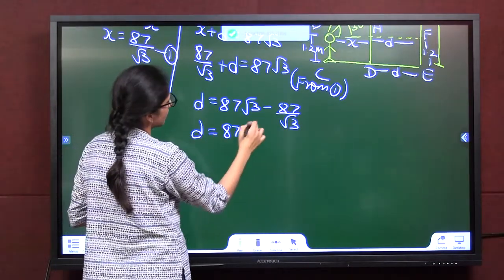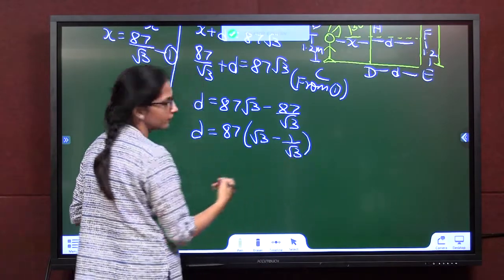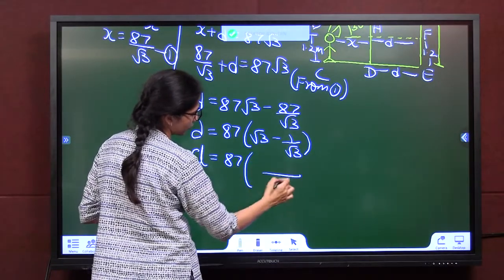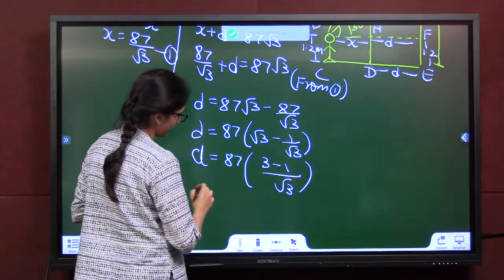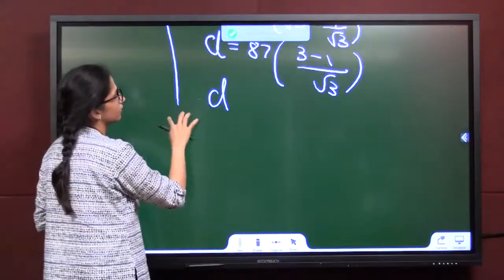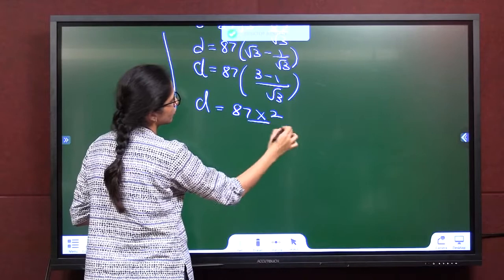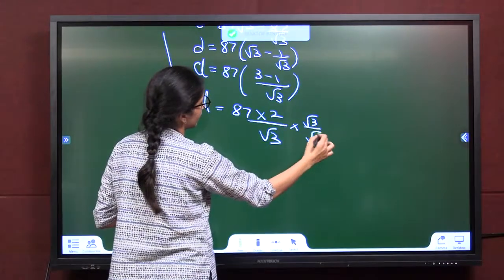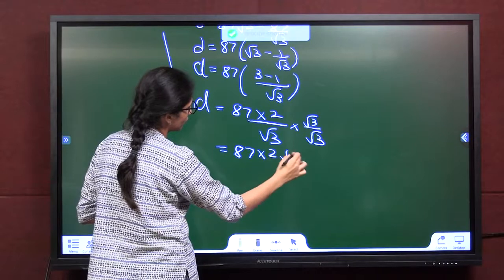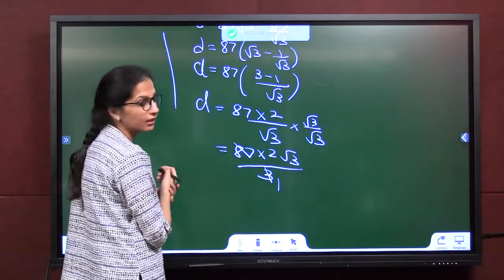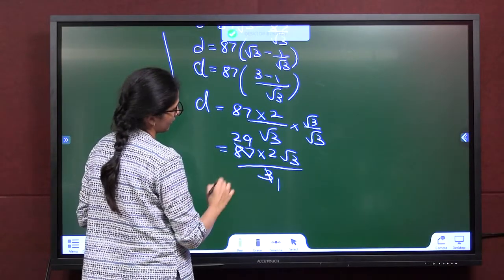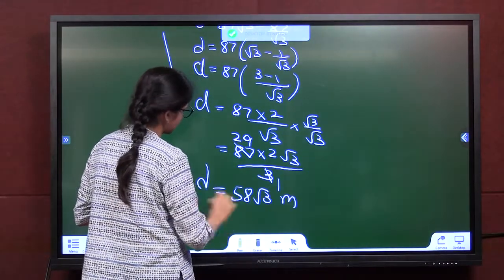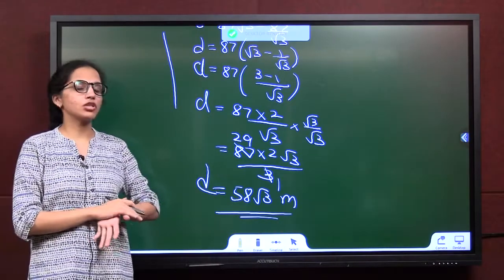Take 87 common into root 3 minus 1 by root 3. Take the LCM. LCM is root 3. Multiply and divide with root 3. 3 minus 1. D is equal to 87 into 2 by root 3. I don't want root in the denominator, I have to rationalize. Multiply and divide with root 3. 87 into 2 root 3 by 3. 3 ones are 3, 3 twos are 6, 27, 29. 29 into 2, 58. 58 root 3 meters is the distance between the initial and later position of the balloon.